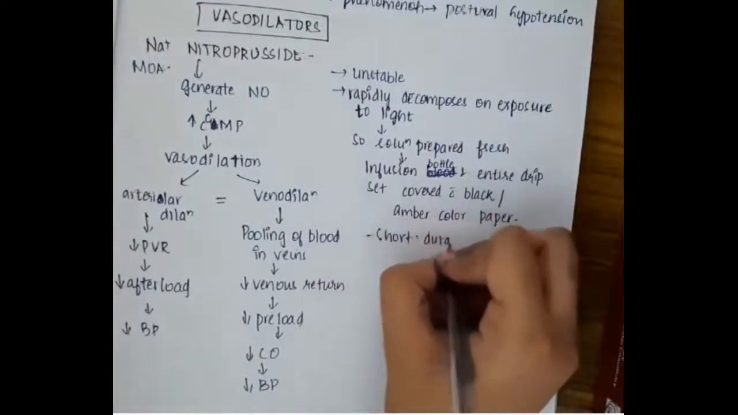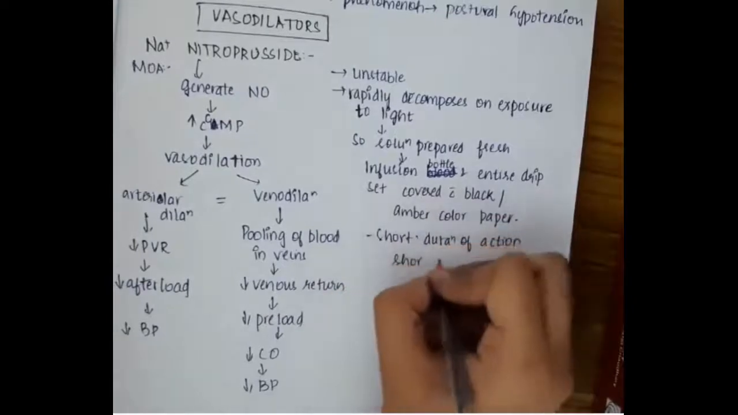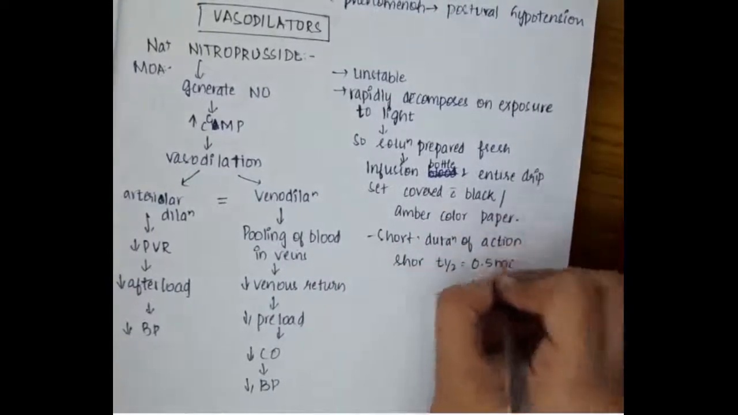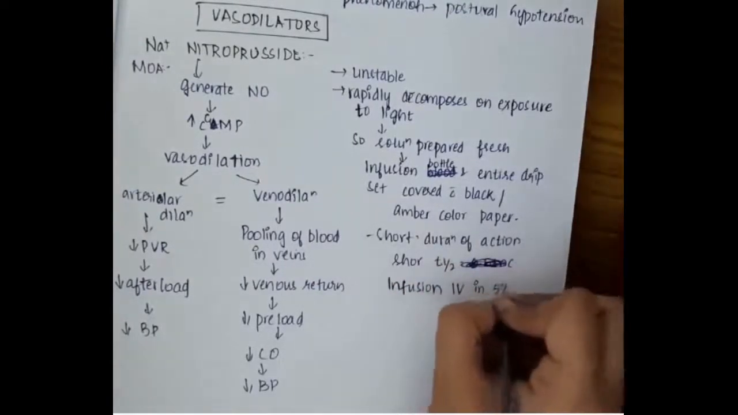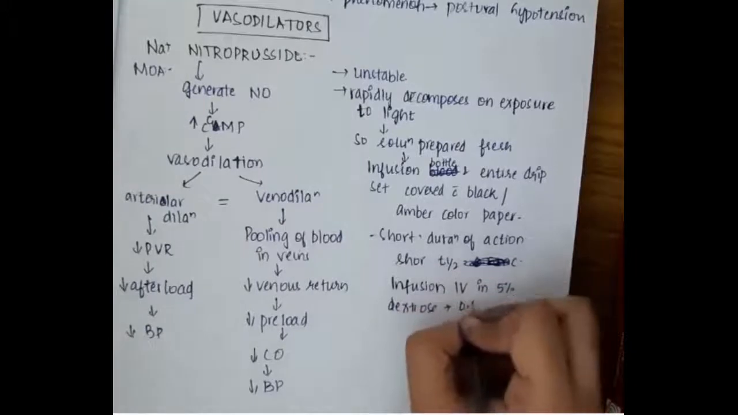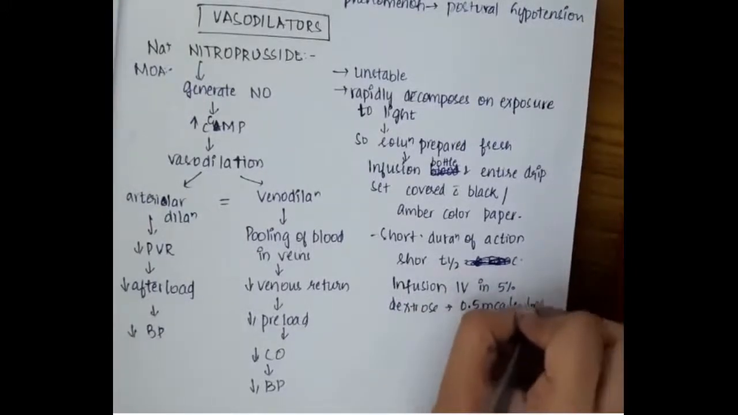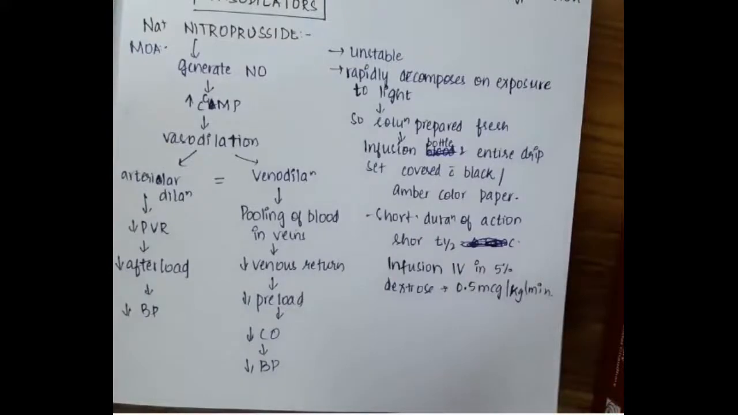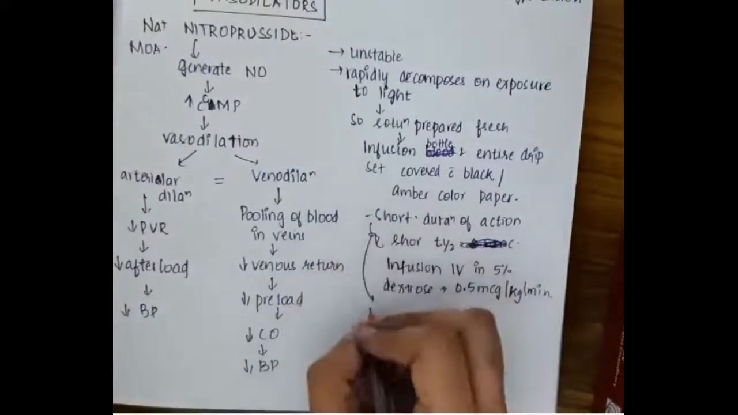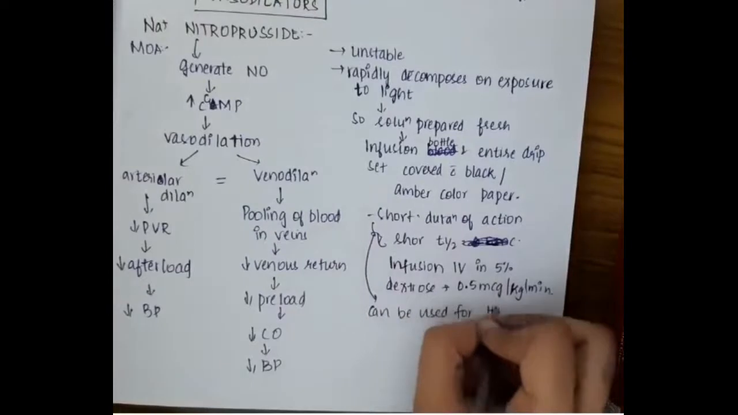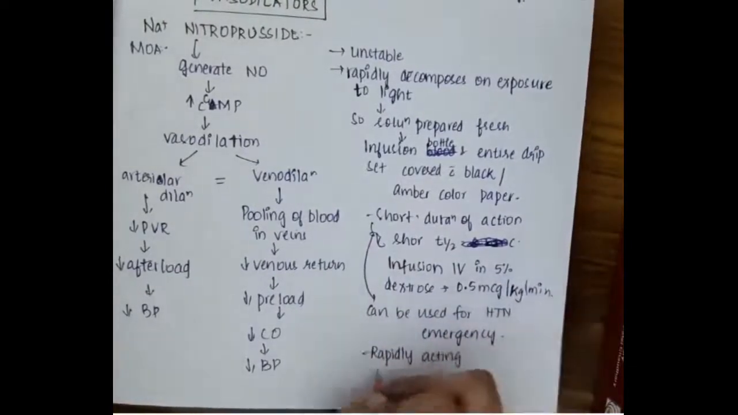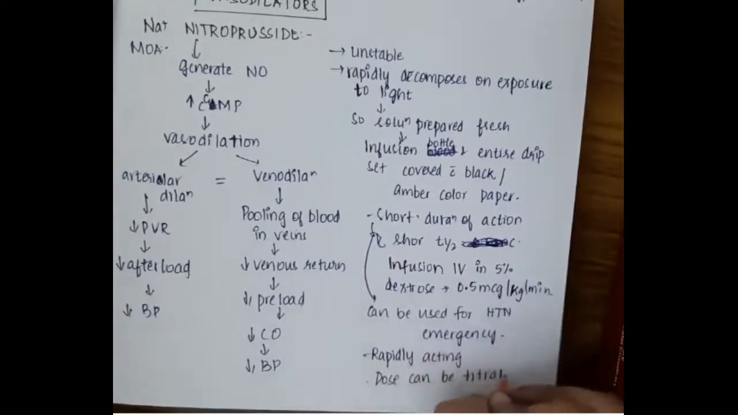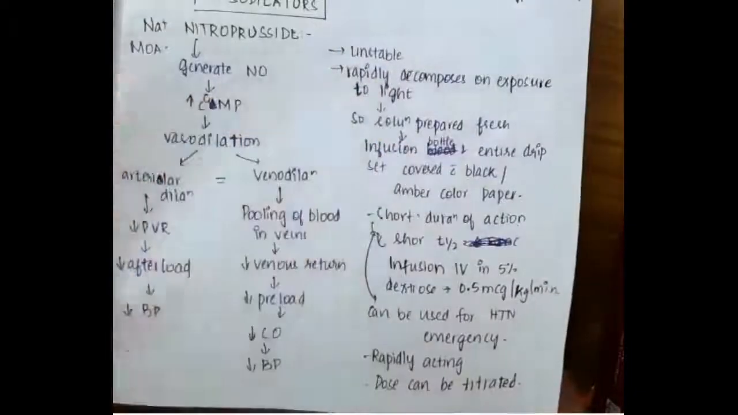It has a short duration of action, that means it has a shorter half-life, and it is given as IV infusion in 5% dextrose, at 0.5 micrograms per kg per minute. Because of its shorter duration of action, sodium nitroprusside can be used as the drug for hypertensive emergency. It is a rapid acting drug, and the dose can be titrated. So these are the important points about sodium nitroprusside.